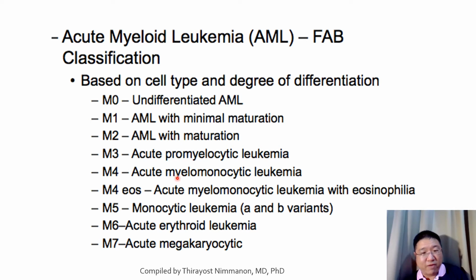M4, if there is myelomonocytic differentiation, M5 monocytic differentiation, these two types are associated with tissue infiltration of the tumor cells. They are associated with gum hypertrophy. This one is also an amazing feature. And if there is erythroid differentiation, that is M6, and megakaryocytic differentiation, that is M7.